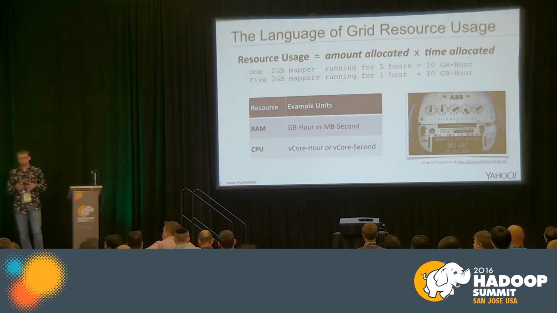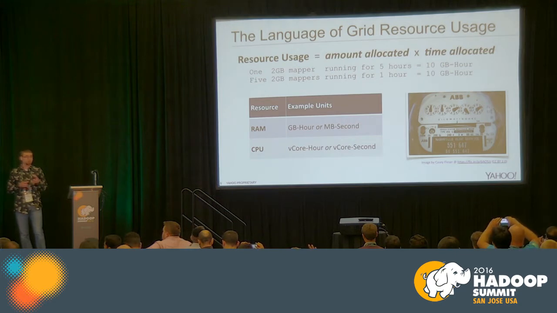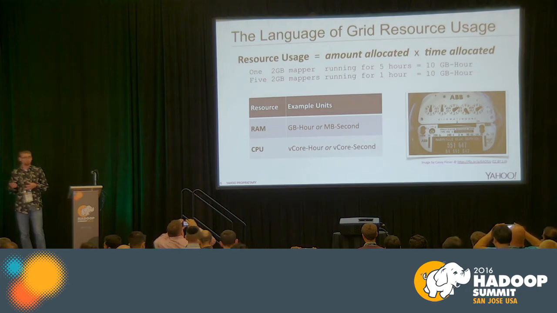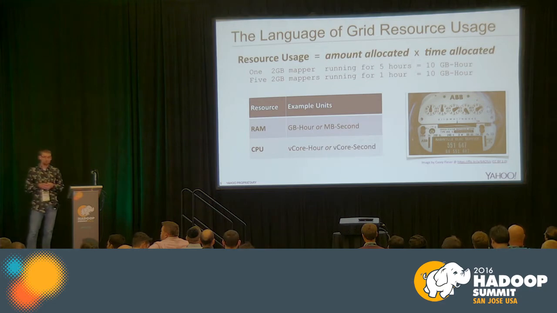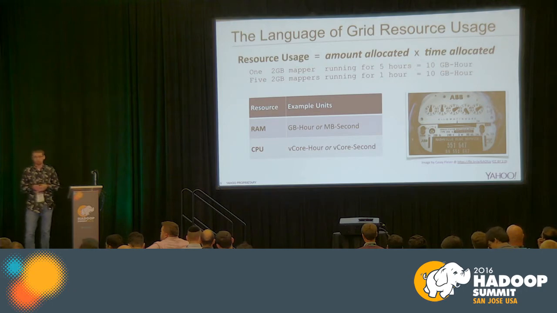So before I go any further, I want to sync up real quick on the language of grid resource usage. Your usage of the grid is a function of both the magnitude of a resource you used and how long you used it. That means the unit for memory is something like gigabyte hours or megabyte seconds, and for CPU, it's vCore hours or vCore seconds. This should seem familiar because you see this every day on your electricity bill in kilowatt hours.